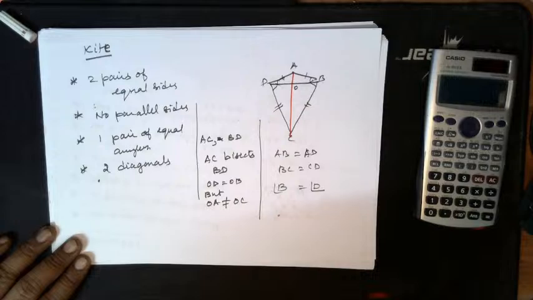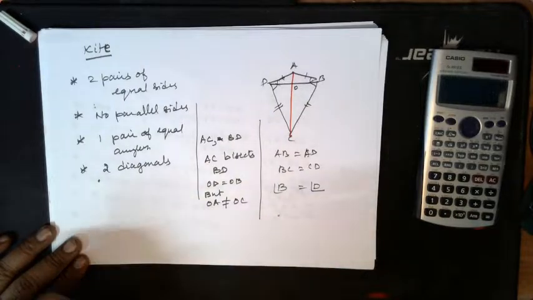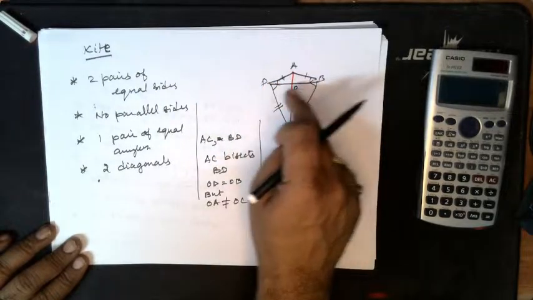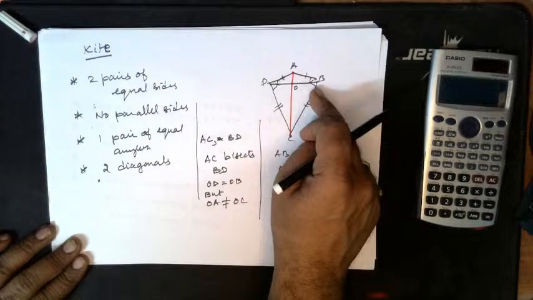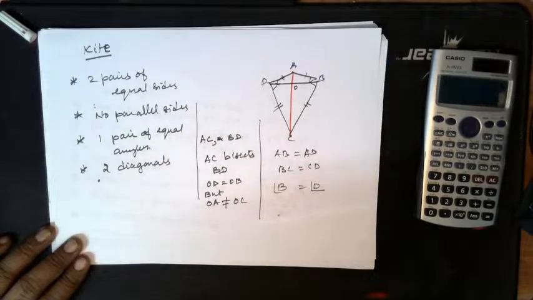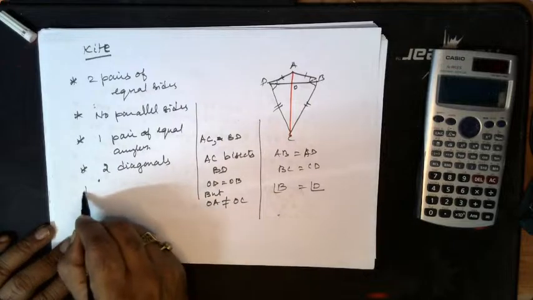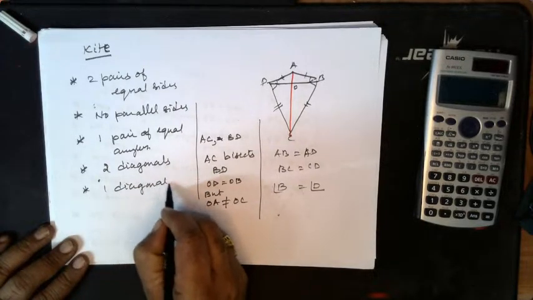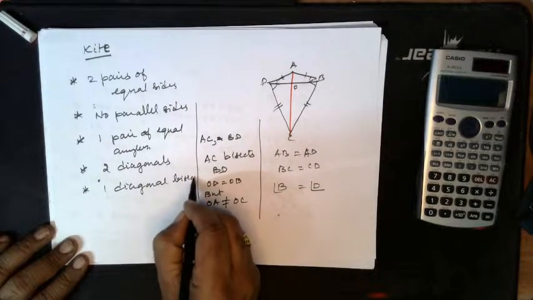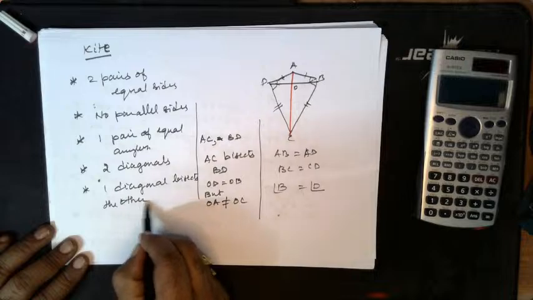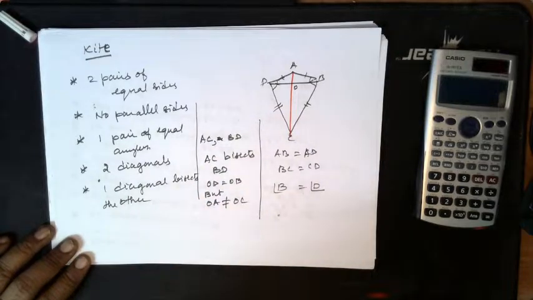Even though it has got two diagonals, only one diagonal bisects the other diagonal. So in this case, the diagonal AC bisects BD. It means OB is equal to OD, but BD does not bisect the AC. Do you understand this point? One diagonal bisects the other.